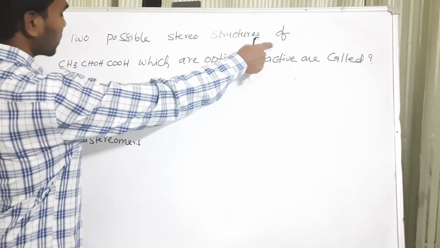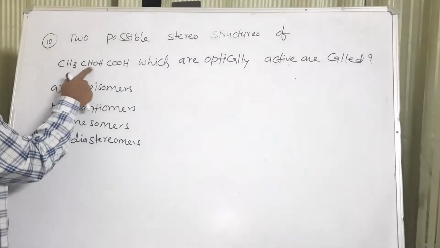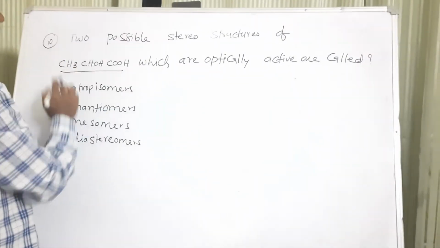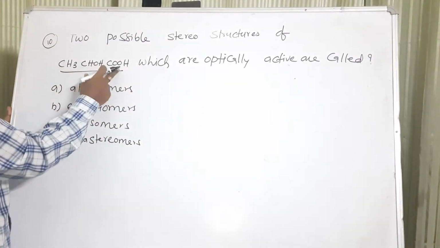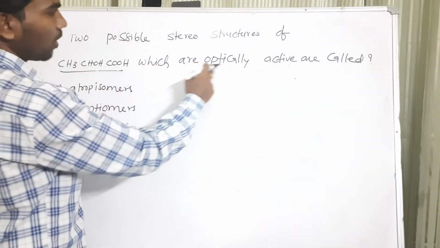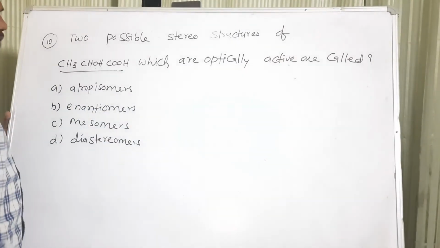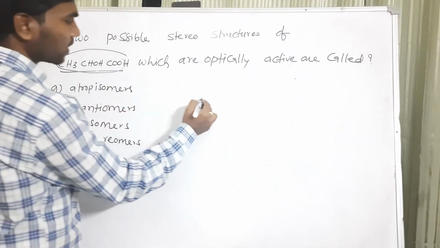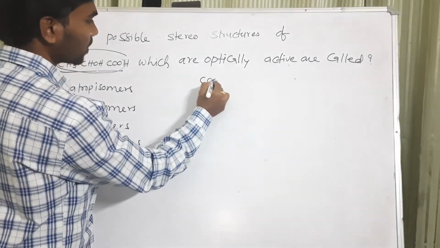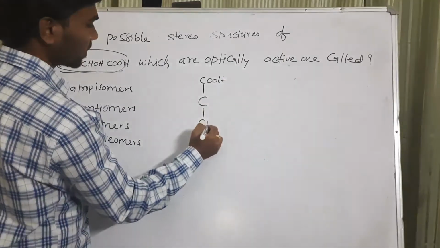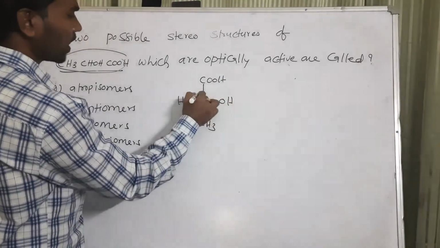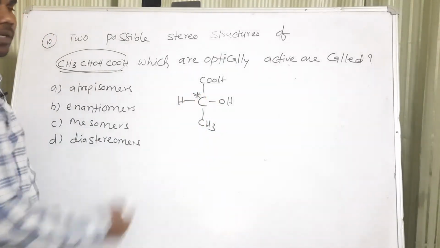Possible stereostructures of CH3CHOHCOOH. The name of this one is 2-hydroxypropanoic acid, which is optically active. So two optically active isomers are expected for this. First we will write the structure: COOH and CH3. Here I am taking H and here OH. This one is a chiral center, so that's why I am taking it like this.